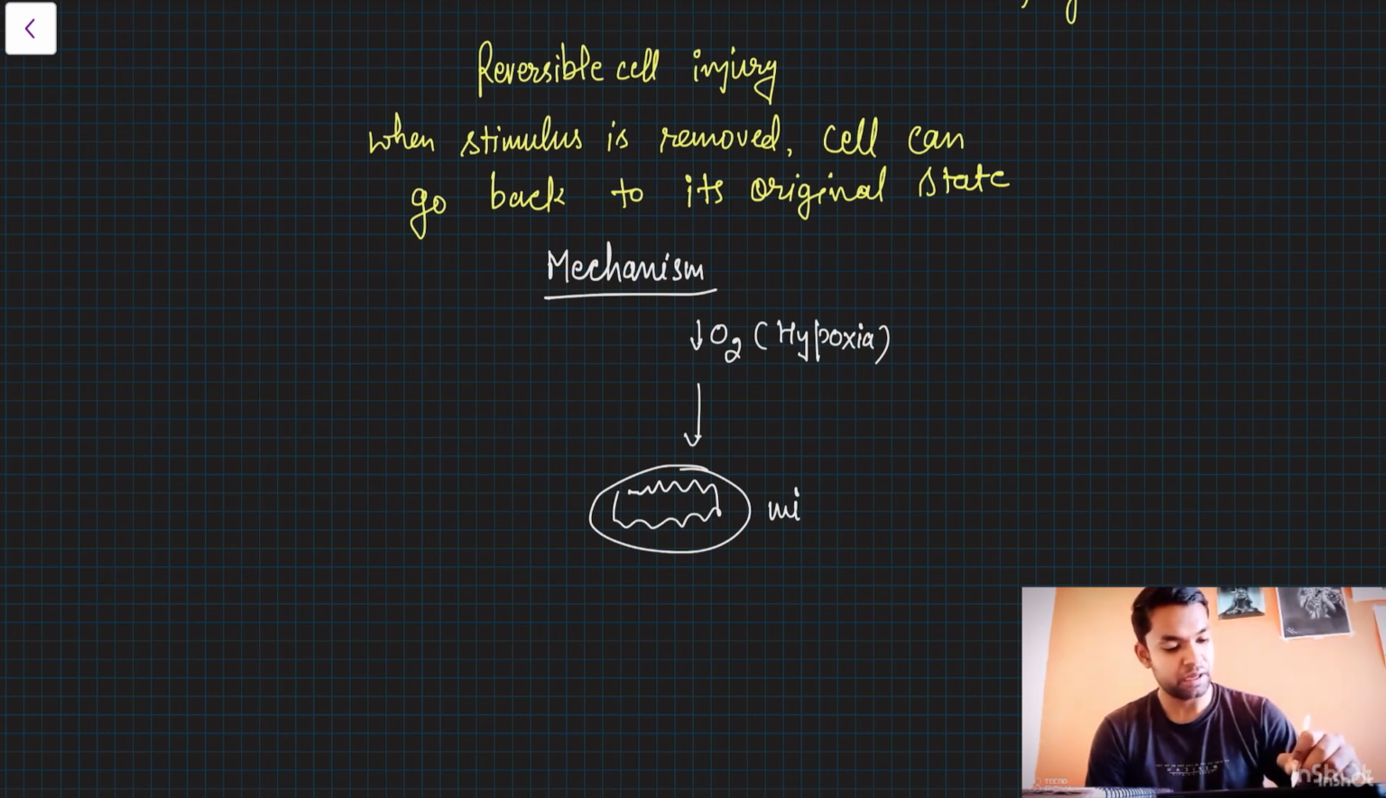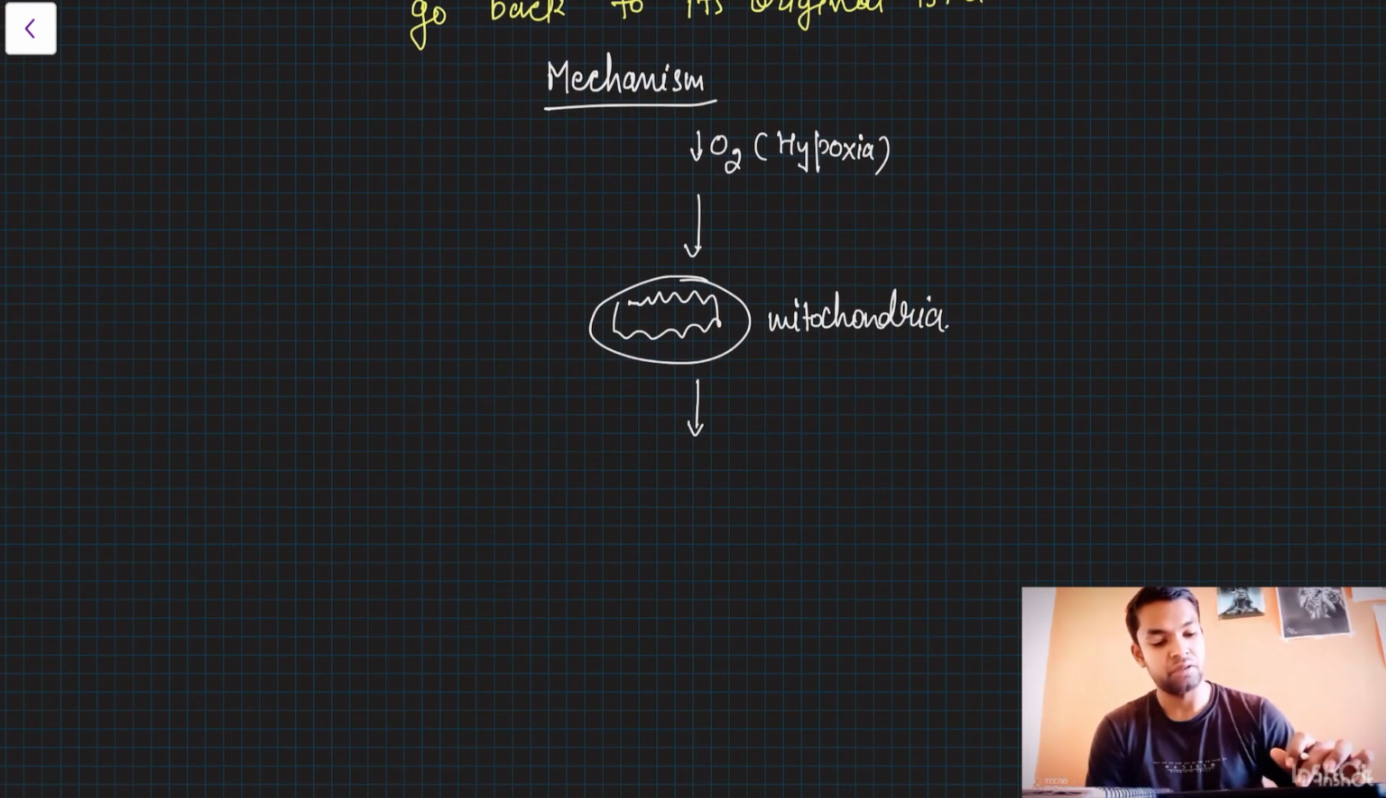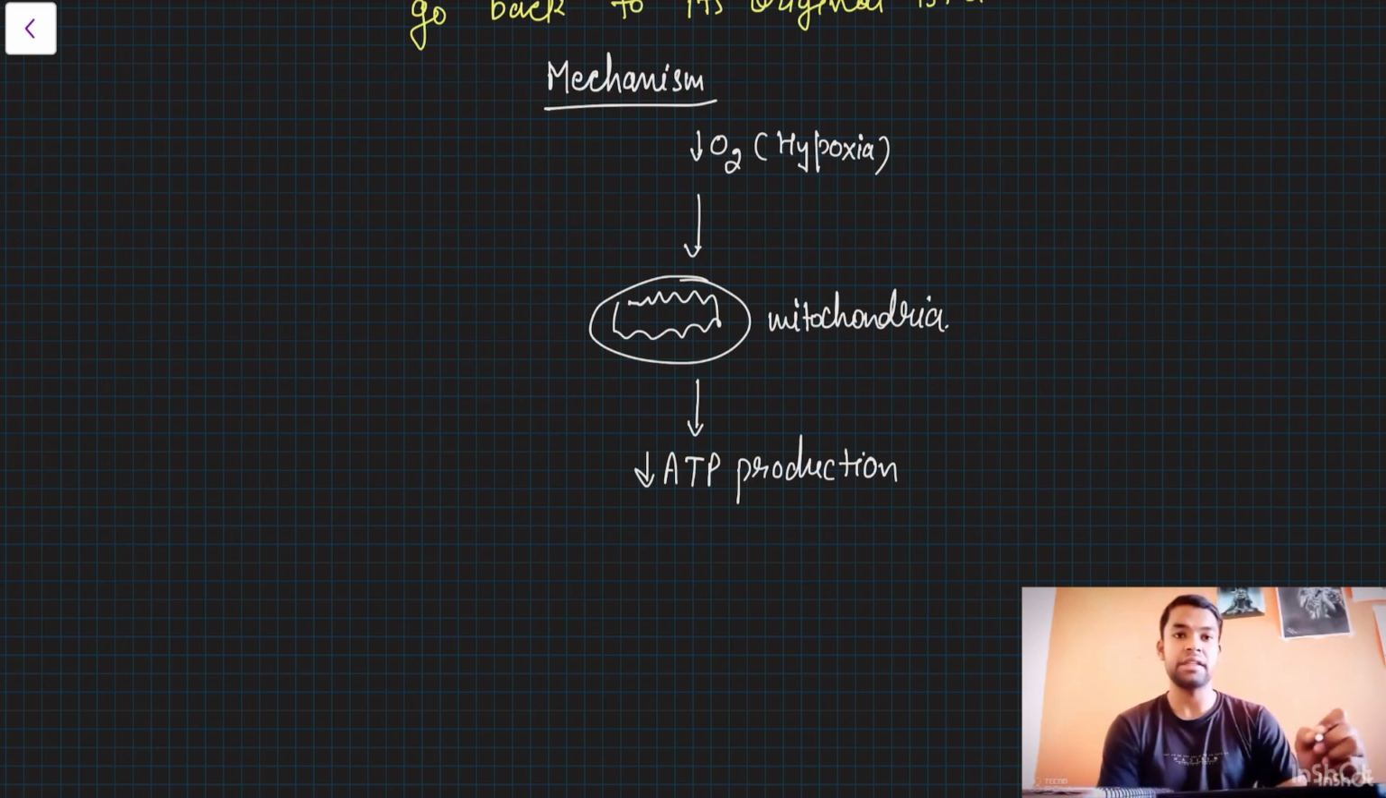This is our mitochondria. In mitochondria, there will be some dysfunction like less production of ATP. So, ATP production will be reduced in the mitochondria. So, due to reduction in the ATP production, we can see three types of conditions here.